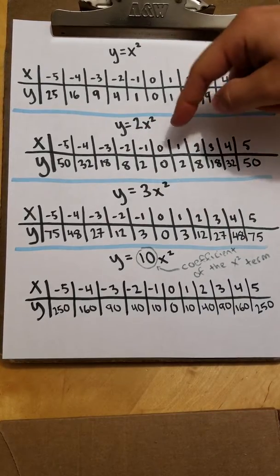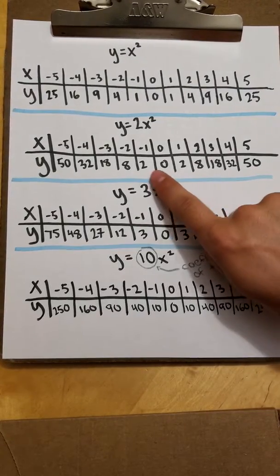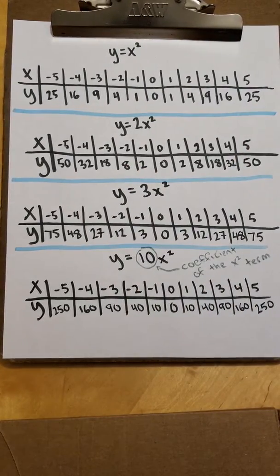Also remember that on all of these tables, we get a mirror of outputs on either side of the 0, and that we can get any of these tables from the original by multiplying by the coefficient of the x squared term. Let's look at a tricky one.